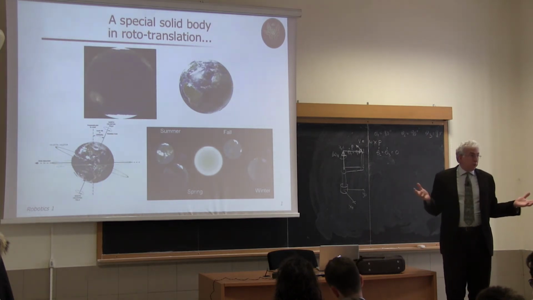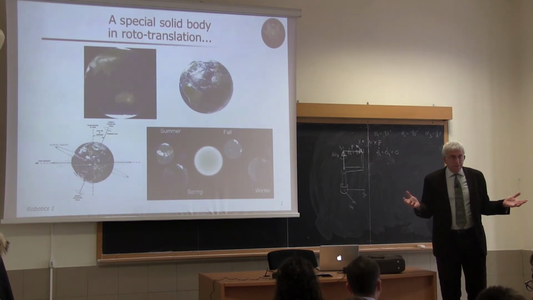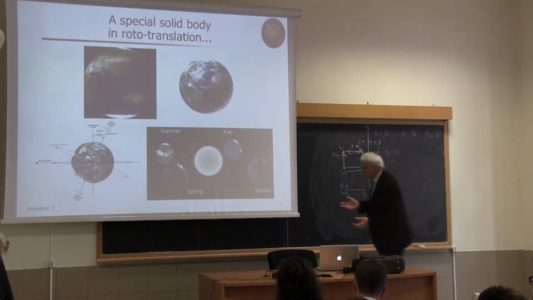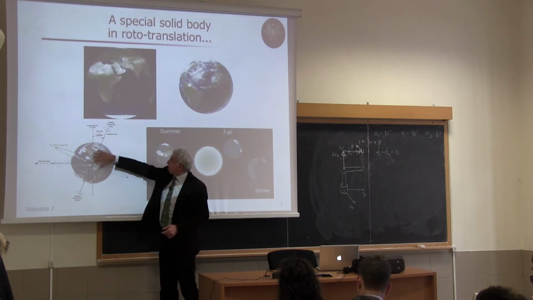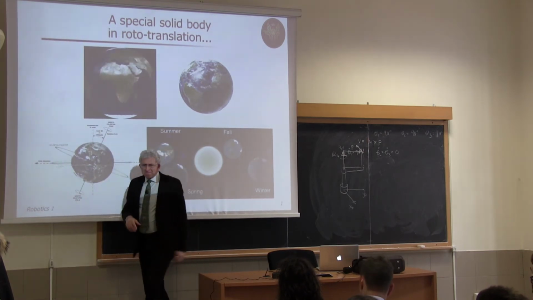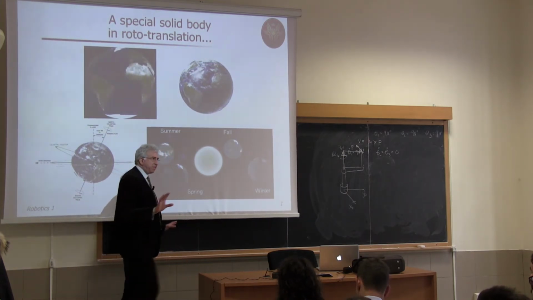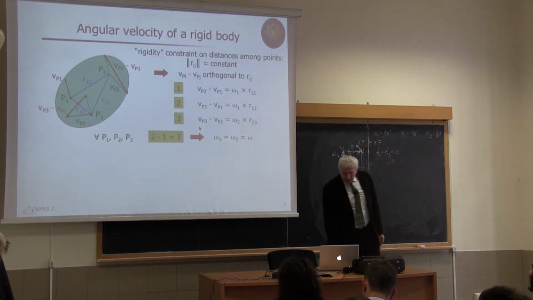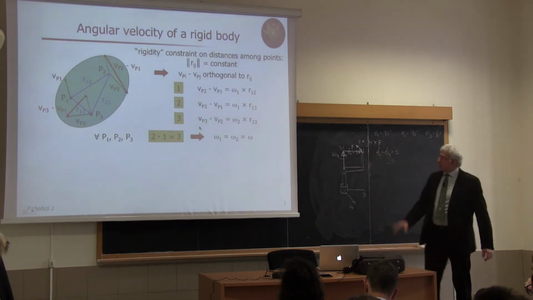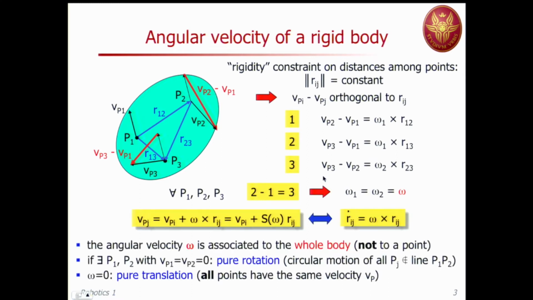And there are also points that have 0 velocity. Which ones? Exactly those that lie on the rotation axis. So on the surface, the poles. Okay? Clear enough? Good. So this slide, we will skip it right now because we have commented on it. But just keep it in mind.